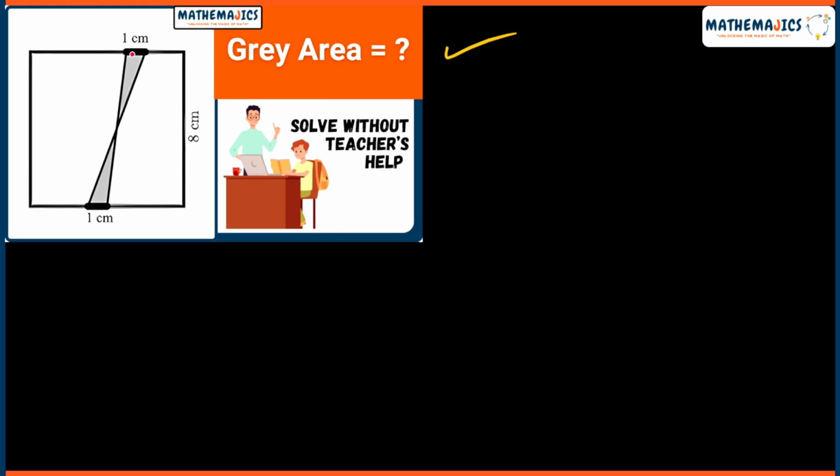So in this square, there are two triangles which are intersecting at this point. Okay. They are intersecting at this point, and the base length is 1 centimeter. Correct. And we need to find the gray area. We need to find this gray area. So let's see how we can find this gray area.